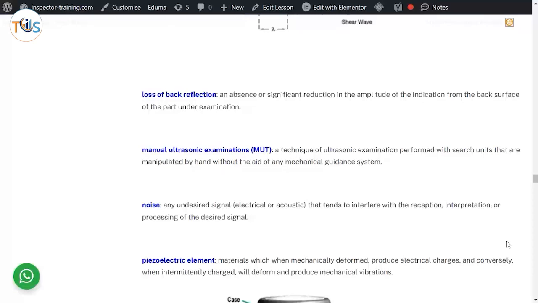Noise: any undesired signal that tends to interfere with the reception, interpretation, or processing of the desired signal. That's why you damp it. You've got a damping unit, you reduce the decibel, so you just see those signals that you want to see. You don't see too many spurious signals and noises.